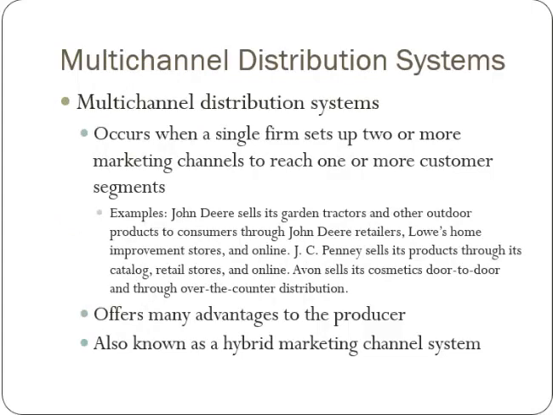One idea that many companies try to do is achieve a multi-channel distribution system. This is when the firm sets up two or more marketing channels to reach one market with one or more segments of the market. John Deere, for example, sells garden tractors through John Deere retailers, Lowe's stores, and online. JCPenney sells through retail stores and online.